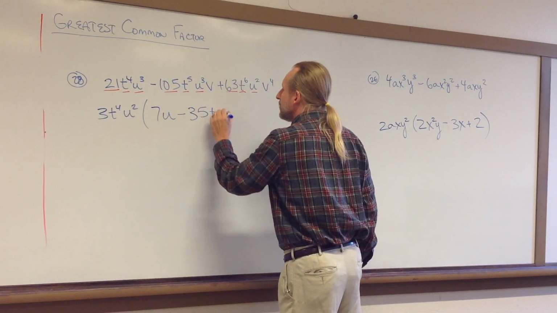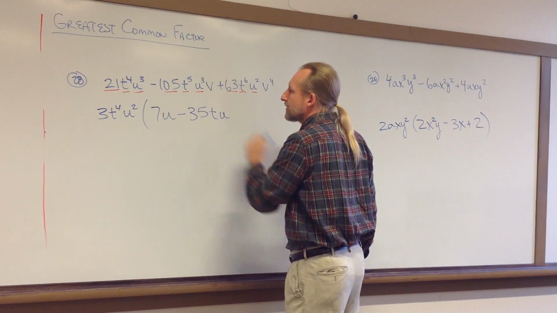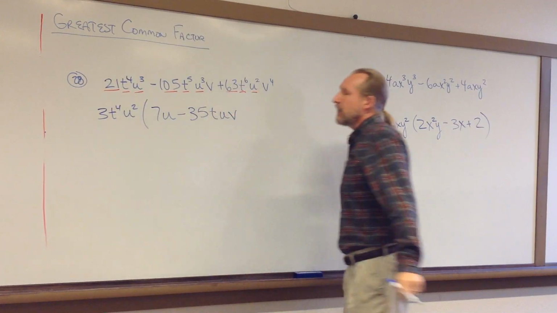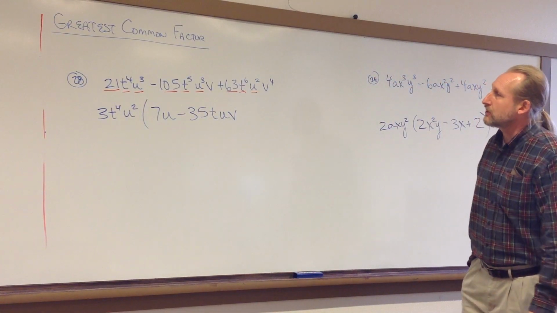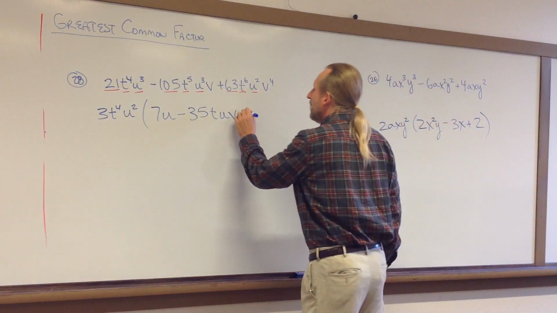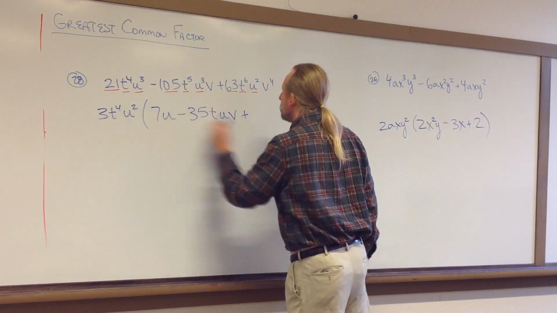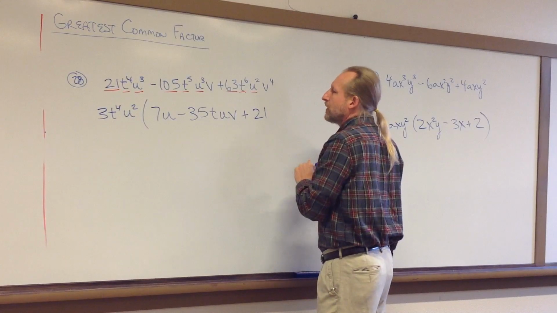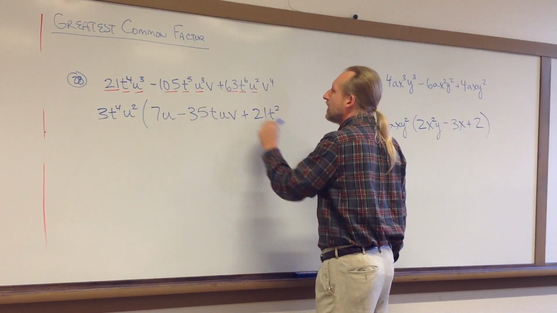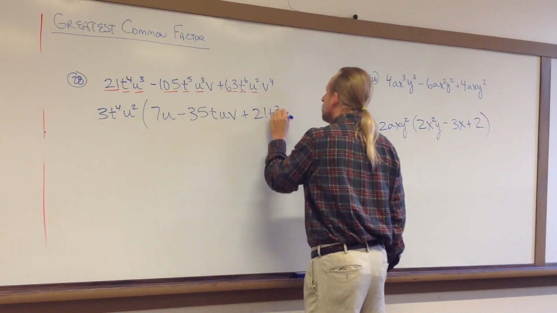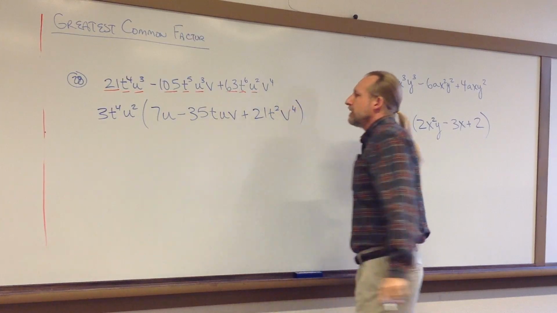And same thing with the u's. That leaves us with u to the first. And this v didn't get factored out. Okay, so it stays where it is. Now we factor out a 3 from here. Leaves us with 21 t squared. The u squared got factored out. And then we've got the v to the fourth.